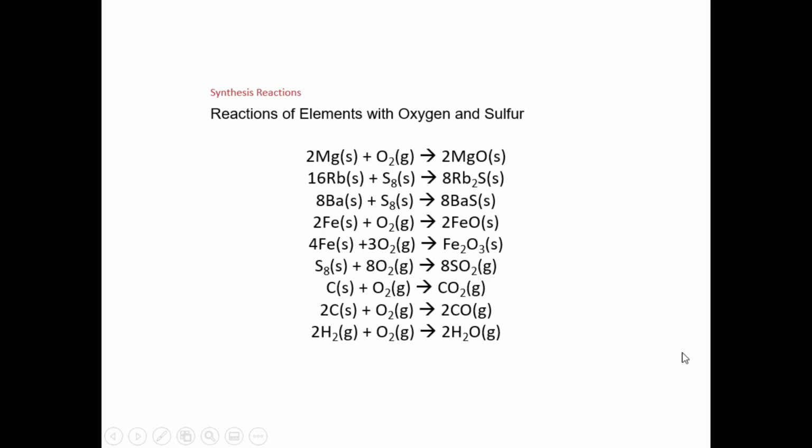Here are some more examples of synthesis reactions. All these ones involve oxygen and sulfur being added to another substance. This top one is the one that we just went over on the previous slide. You can combine rubidium and sulfur for rubidium sulfide. If you go down further, you could see some common ones like this one. We have iron and oxygen creating iron. This is iron 2 oxide, and then down here it's iron 3 oxide, which is the reaction for rust.